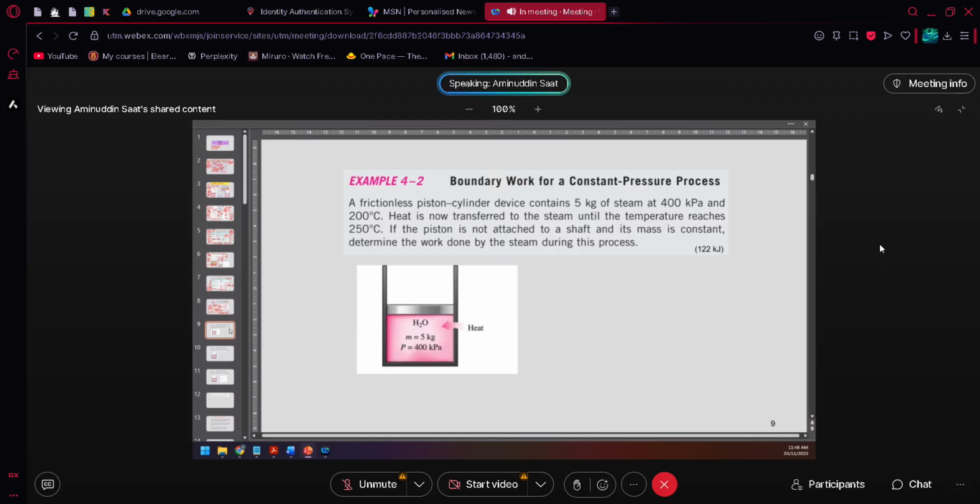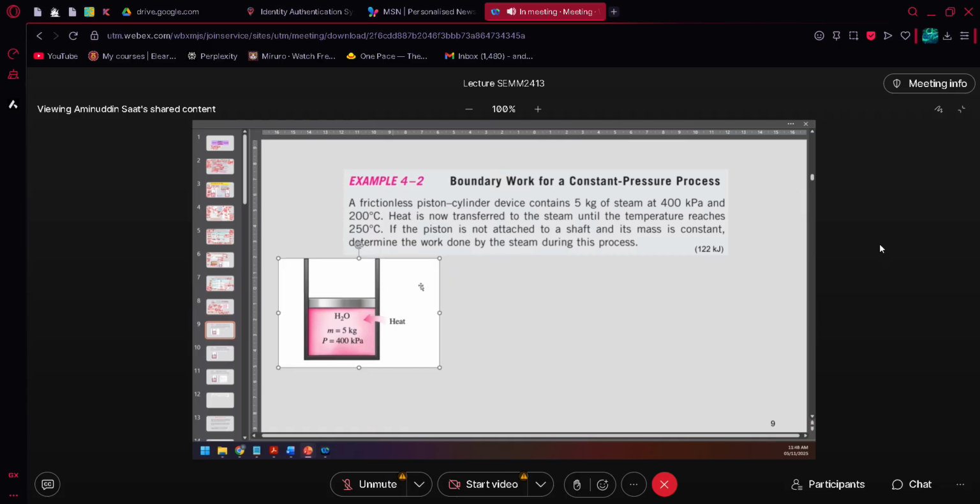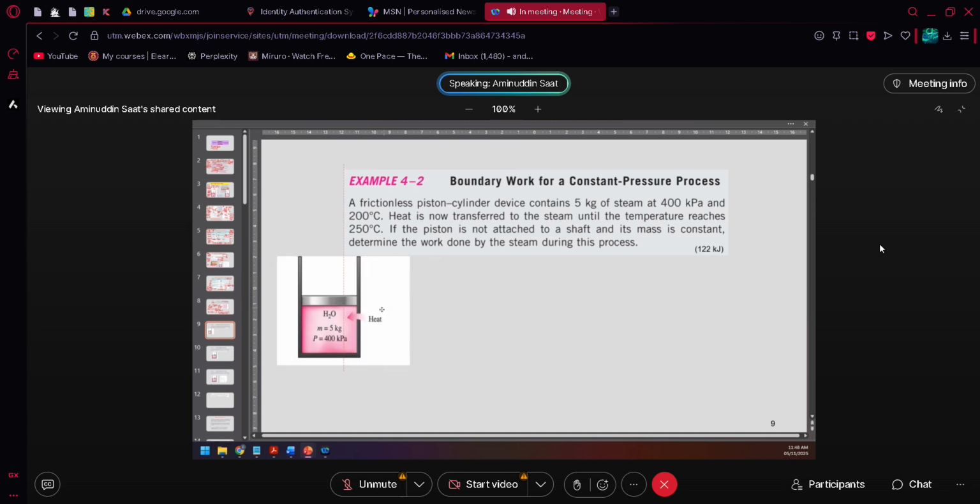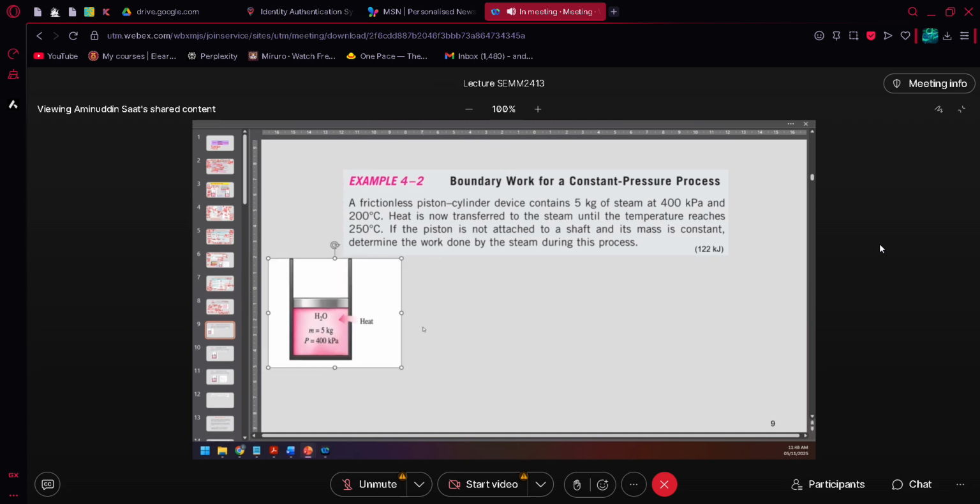This is a bit longer. Boundary work concept. Forget about the title, because normally for the problem we don't know what the process is. We just look into the information given. A frictionless piston cylinder device.